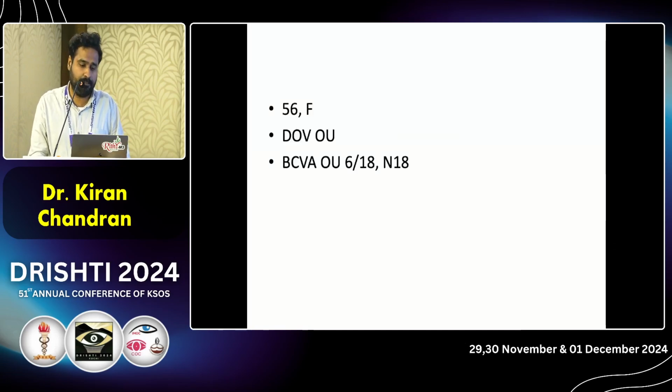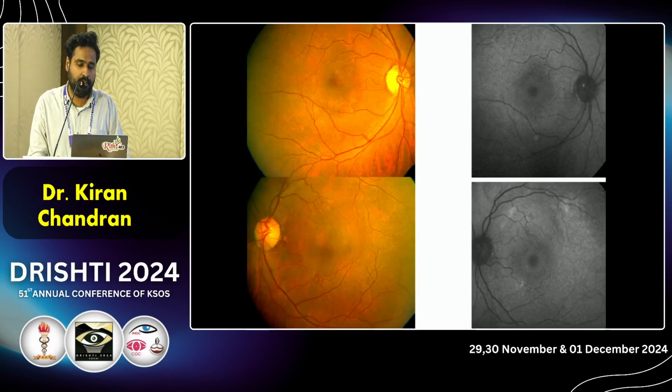So here's a case example of a 56-year-old female who complained of diminution of vision in both eyes, who had a best corrected vision of 6/18 and 6/18. On fundus photography, you see an area of serous macular detachment both in the right as well as left eye.